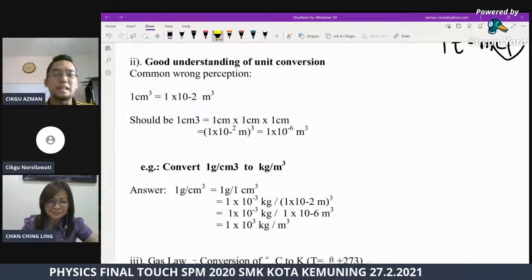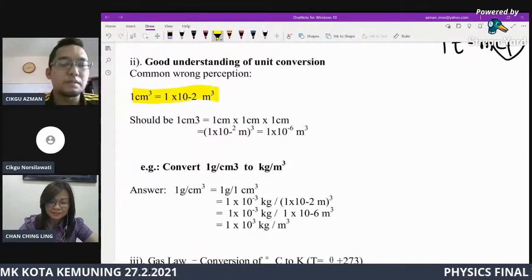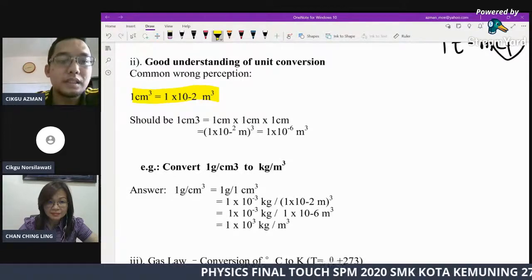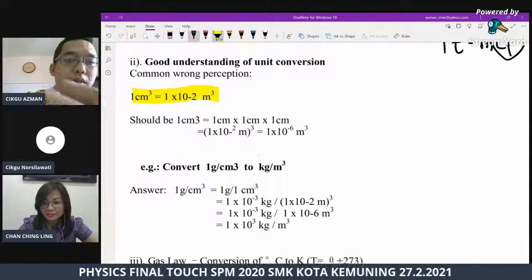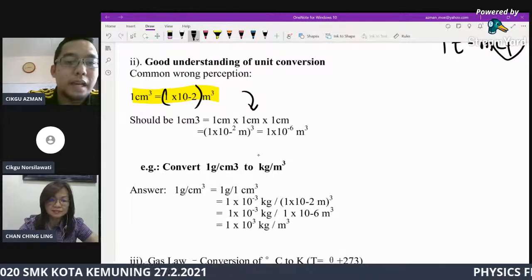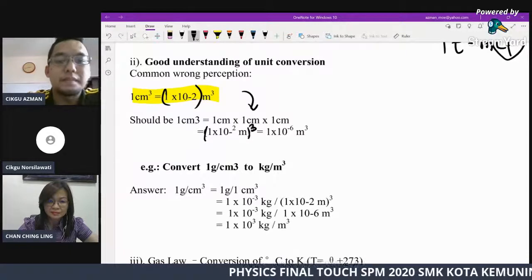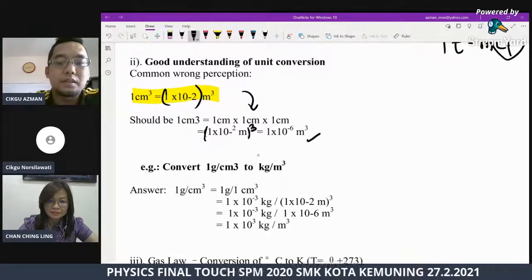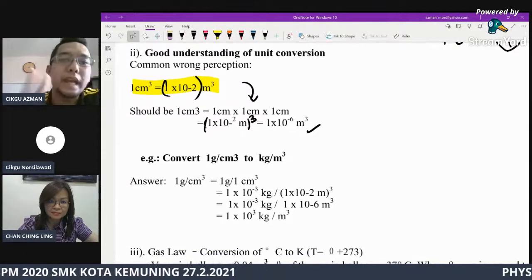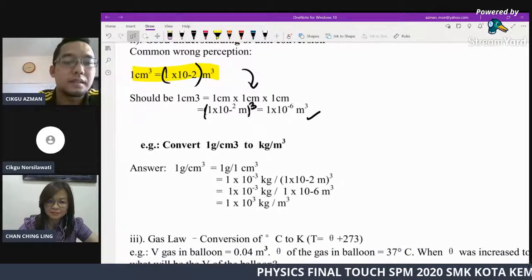Okay, next point. Good understanding of unit conversion. Common wrong perception. Okay, 1 cm cube, ni volume. Volume 1 cm cube is equal to 1 times 10 to the power of negative 2 meter cube. This one is wrong. Misconception. Okay, ni yang sebetulnya. We need to times by 10 power of negative 2, then power of 3. This one's the correct way to convert unit. Usually kalau volume dan area mesti ada careless mistake. Make sure you don't do careless mistake.